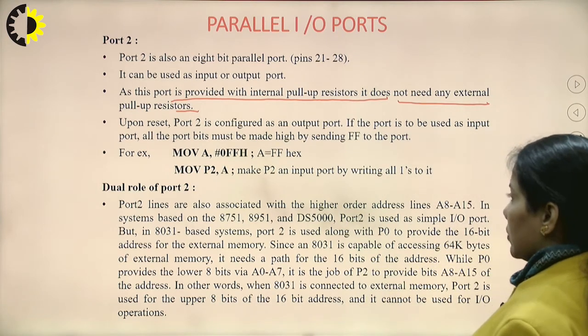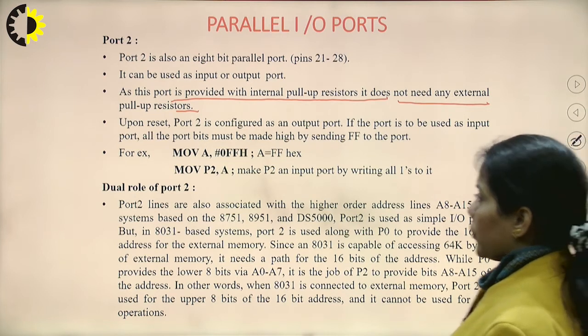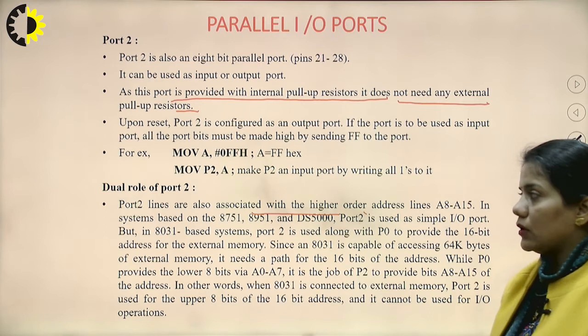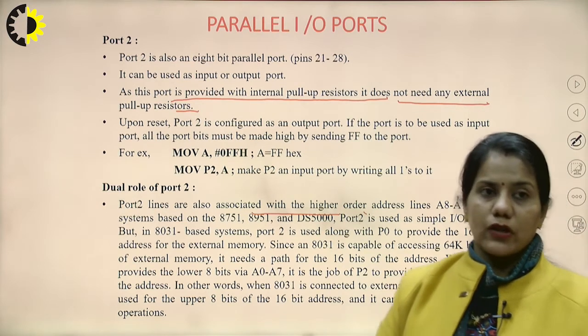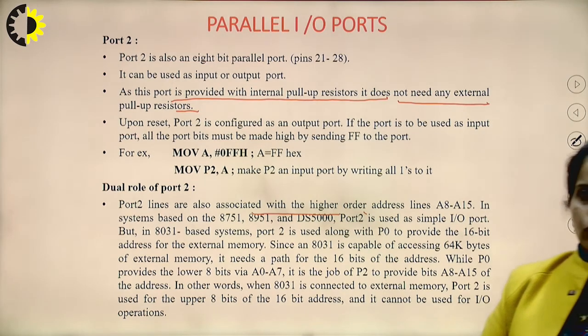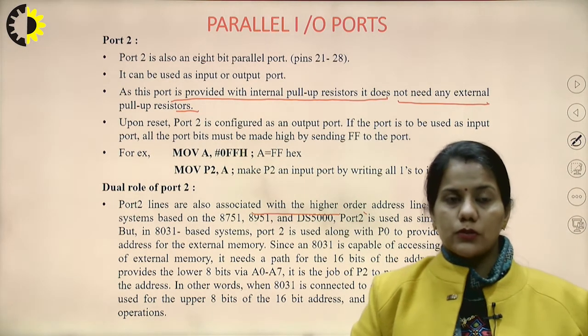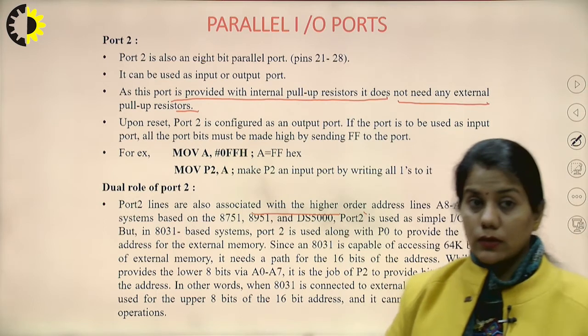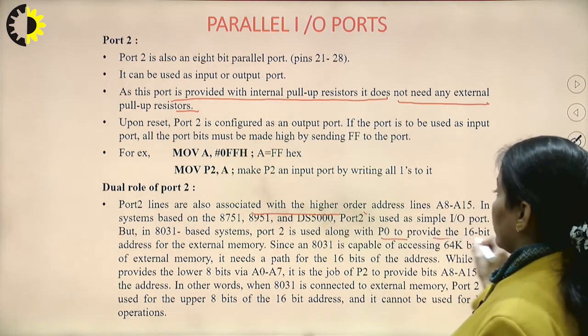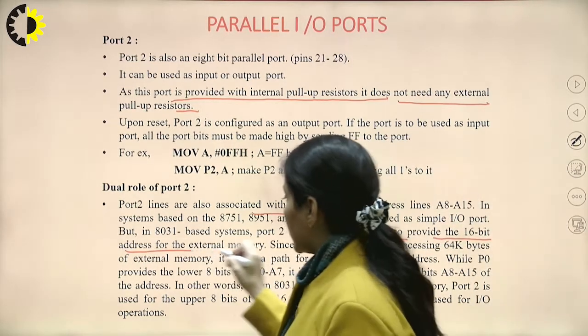So what is the dual purpose of this port? The port 2 lines are associated with the higher order address lines A8 to A15 in systems based on 8051 or 8951 and so on. Port 2 is used as a simple input-output port, but in 8031 based systems, port 2 is used along with the port 0 to provide the 16-bit address for the external memory.